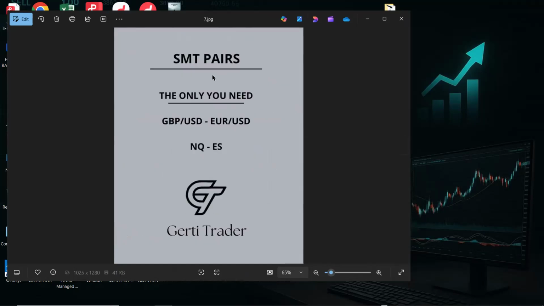If you're using SMT, the pairs you can look at, you only need to look at GU and Euro USD. If you're trading currencies, if you're trading GU or EU, you simply have to have the two of them side by side, and you can add the dollar index just for confluence. If you're trading indices, then you can pay attention to NASDAQ and the S&P 500. And sometimes you might throw in US 30, but these two work just fine.